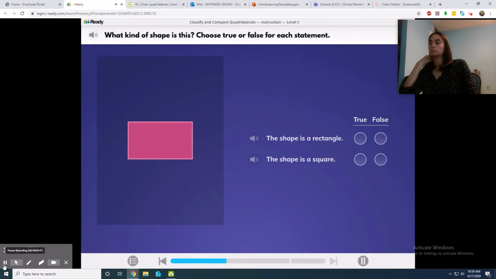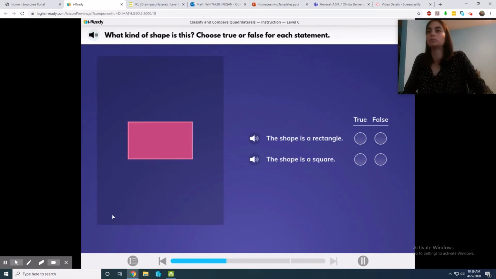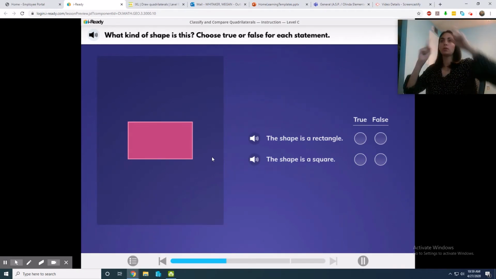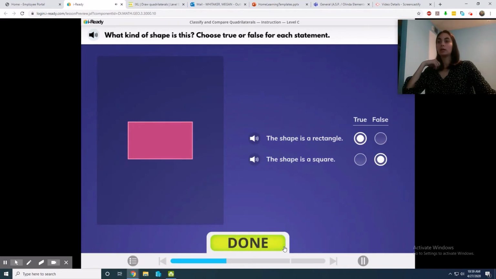Choose true or false. So what kind of shape is this? So we know that this is a rectangle because the 2 on top are the same, the 2 on the side are the same, and they have 4 right angles. So it's a rectangle. But is it a square? Remember a square? Every single side is the same. So not every side here is the same because the top is longer than the side. No, it's not a square.